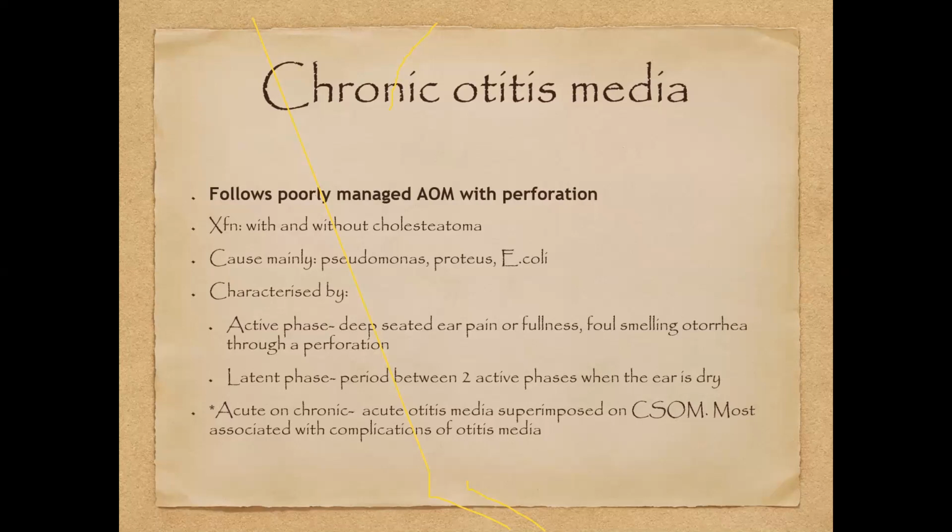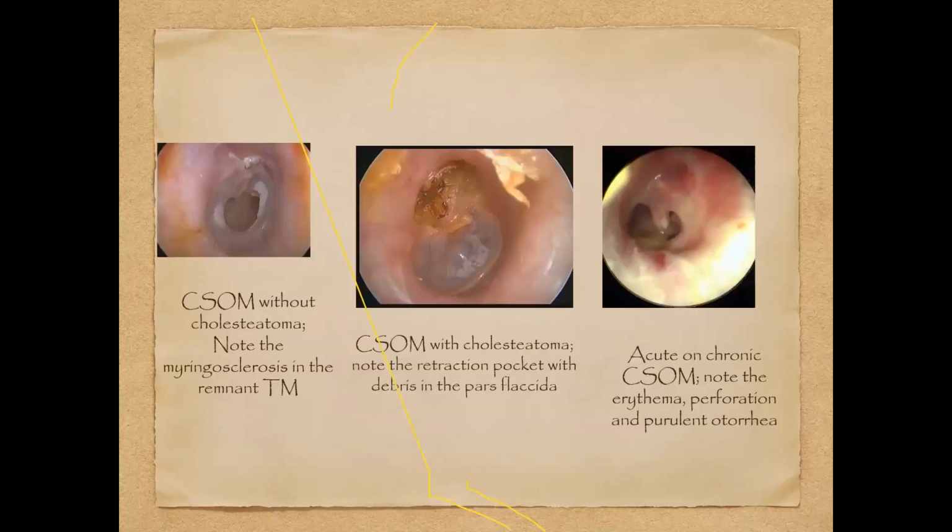Acute on chronic occurs when you have acute otitis media superimposed on chronic suppurative otitis media. Most of the time it is associated with complications of otitis media.